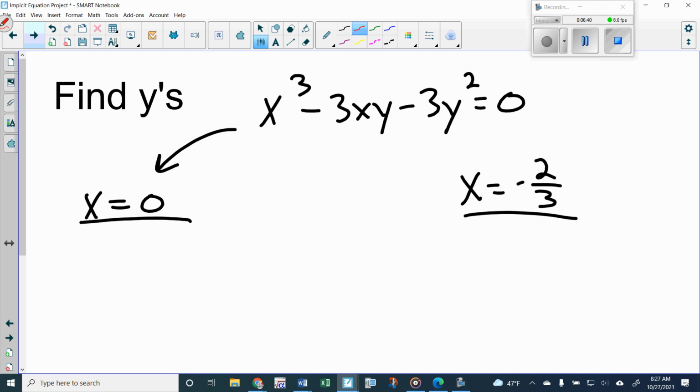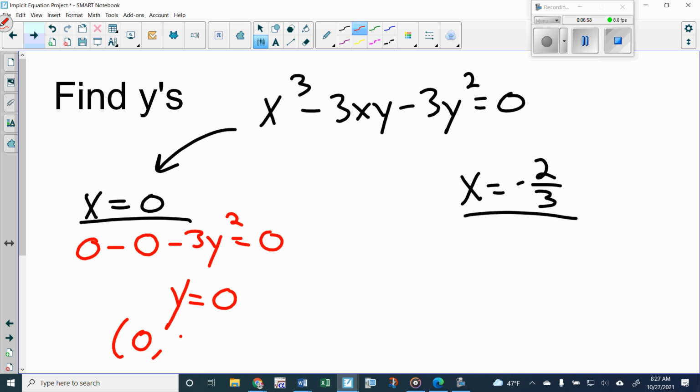So now we plug 0 in for x. 0 minus 3y squared equals 0. What does y have to equal there? 0. That's the only thing that's going to equal 0. So we get the point 0, 0.